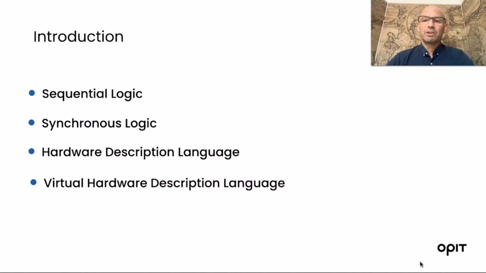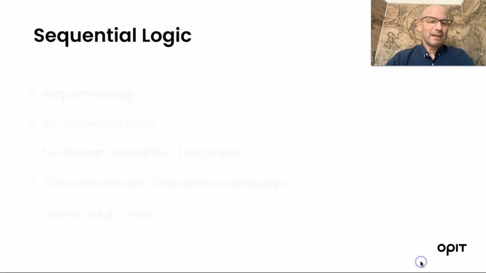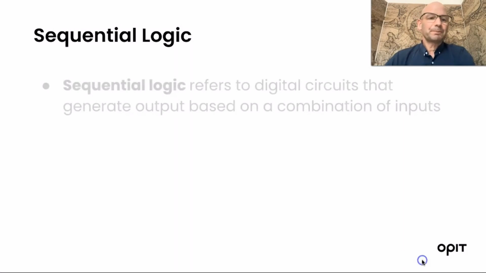So we'll do an introductory look at what that is, and then VHDL, what they are, and we'll take a look at a basic example of that. And then some VHDL code that we'll dissect from a very basic perspective to start with. Moving forward, we're going to write some of our own VHDL code. So first off, sequential logic.